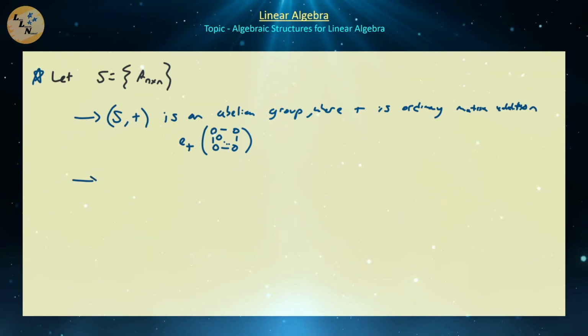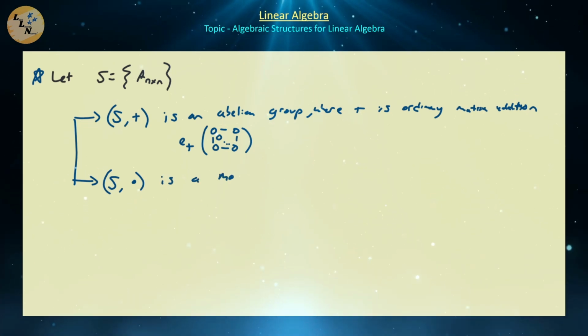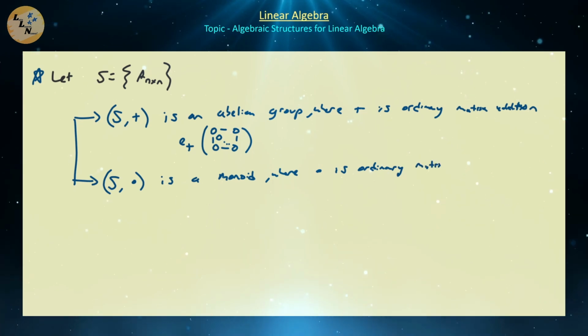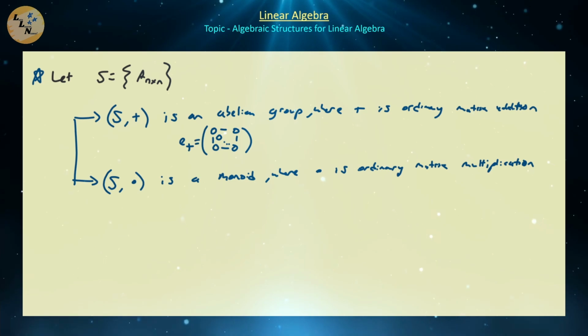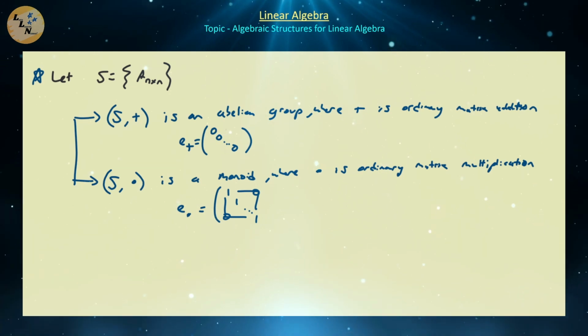In addition, you should be able to prove that S, star is a monoid, where star is ordinary matrix multiplication. Right? So what would be the multiplicative identity matrix for this set? That would be the matrix with 1s all the way down the diagonal, with zeros everywhere else. Right, so that would be the multiplicative identity matrix.